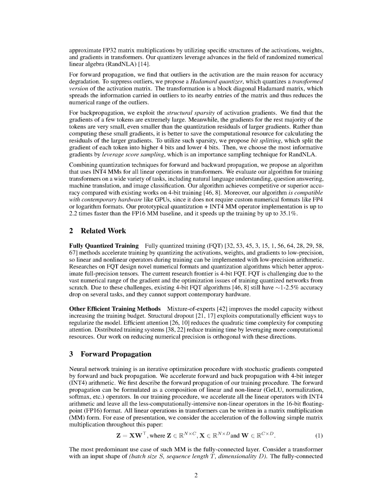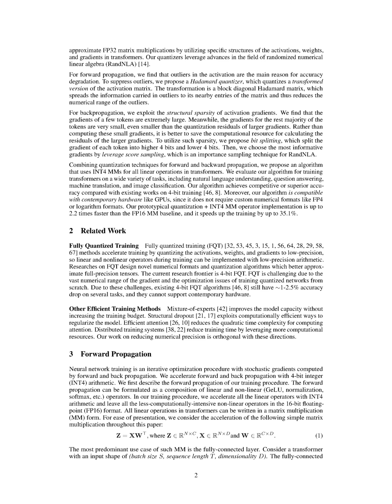We found that the gradients of a few tokens are quite large, while the majority of them are very small, even smaller than the quantization residuals of larger gradients. Instead of computing these small gradients, it's more efficient to allocate computational resources to calculate the residuals of the larger gradients. To leverage this sparsity, we propose bit splitting, which splits the gradient of each token into higher and lower 4 bits. We then select the most informative gradients using leveraged score sampling, an important sampling method used in RAND-NLA.